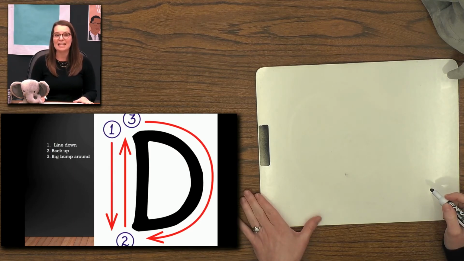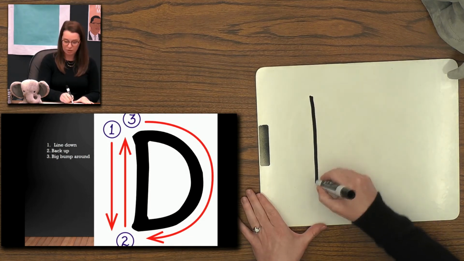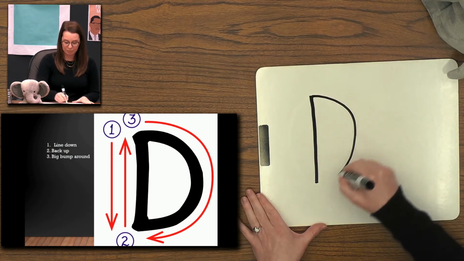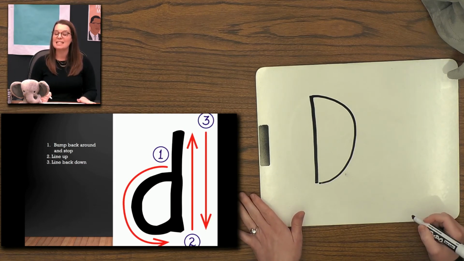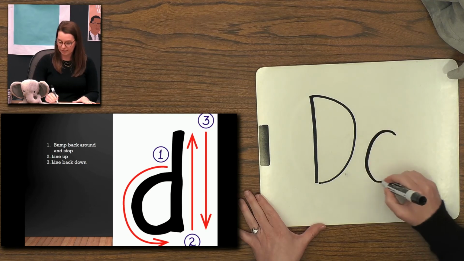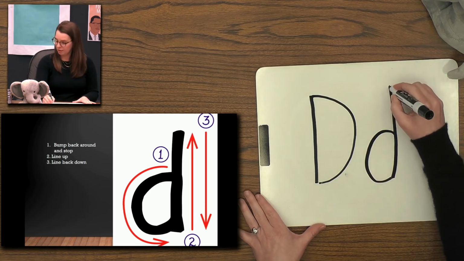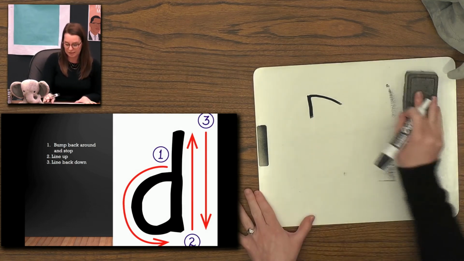D. D says D. Good. Pens up, line down, back up, big bump around. A lowercase d says D. Good. We say pens out, bump back around and stop, line up, line back down. D. Erase.